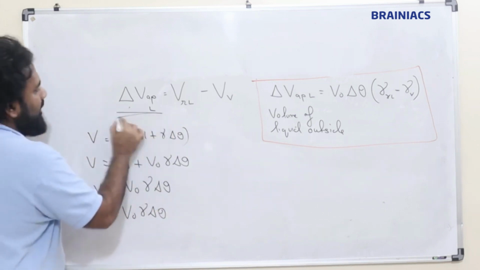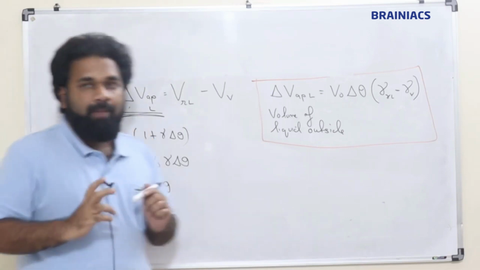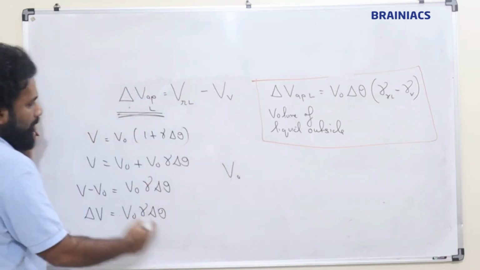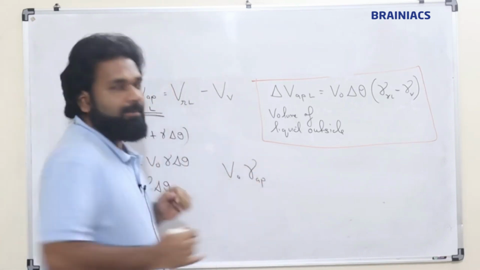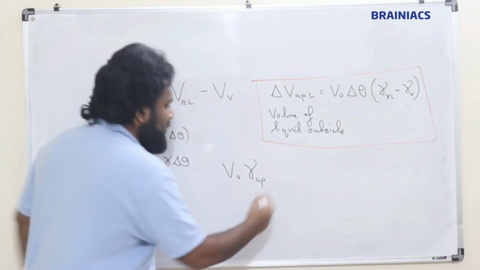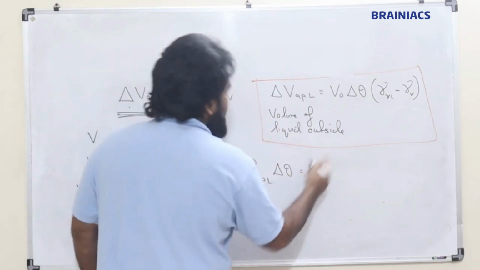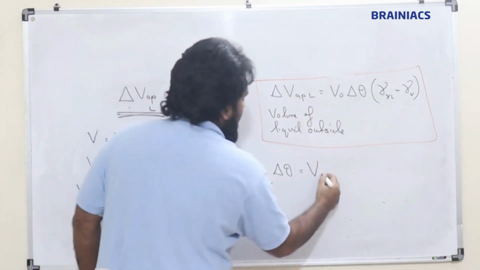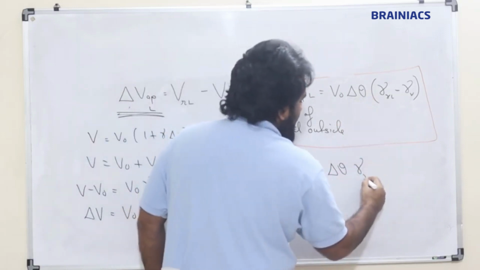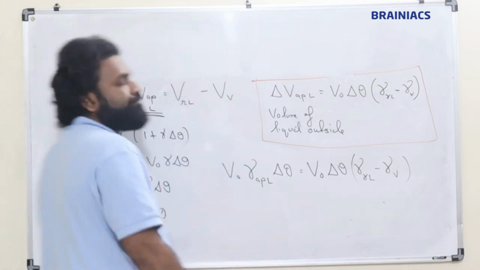So this left hand side, if we write in this form, the apparent change in the volume of the liquid will be equal to V naught into gamma, apparent gamma, coefficient of apparent change in the volume, into delta theta. And the right hand side we have already derived, so this is equal to V naught delta theta into the coefficient of volumetric expansion of the liquid minus coefficient of volumetric expansion of vessel. We can write like this.